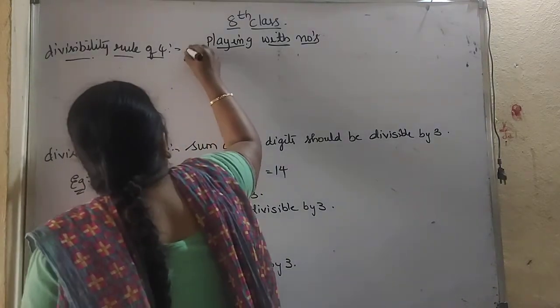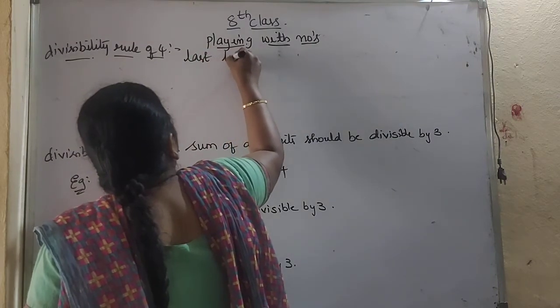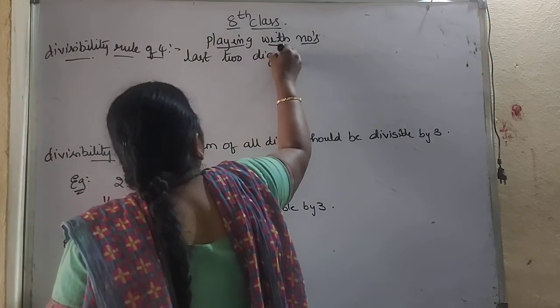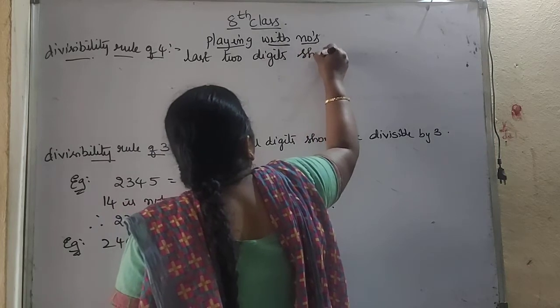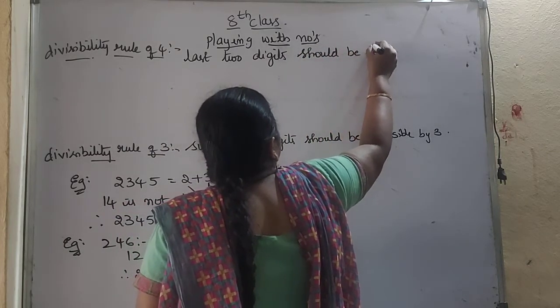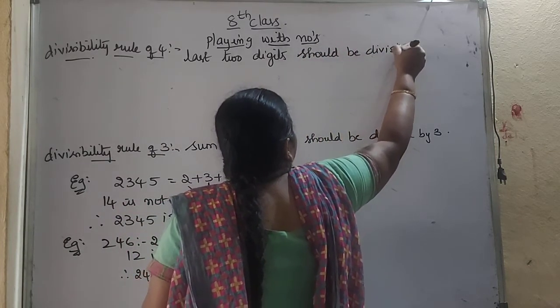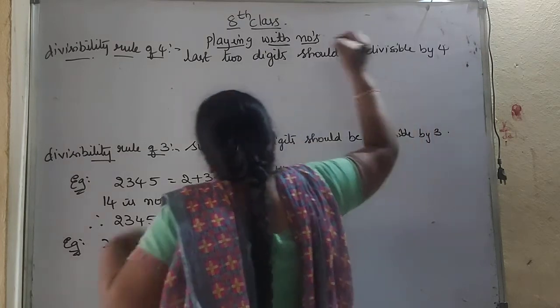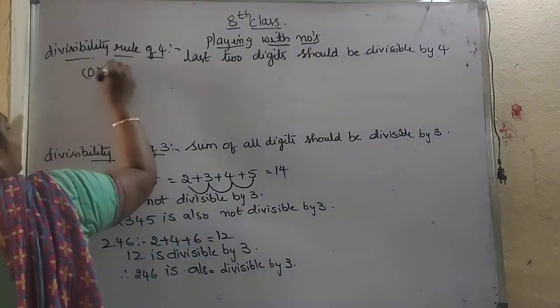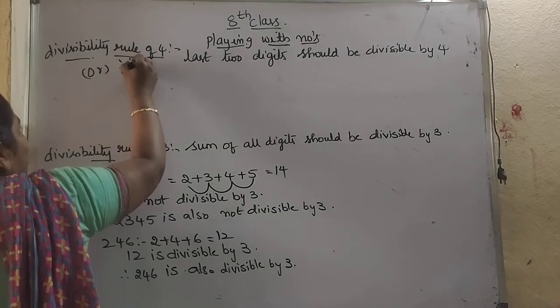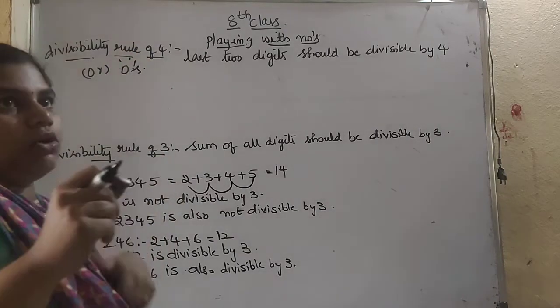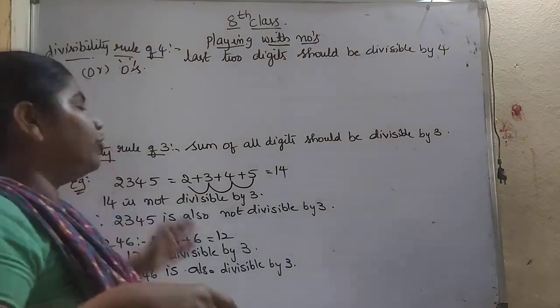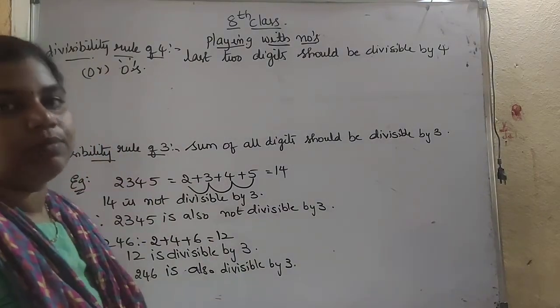So here the last two digits should be divisible by 4, or they can be zeros. If in the last two digits place you see zeros, it is also divisible by 4.